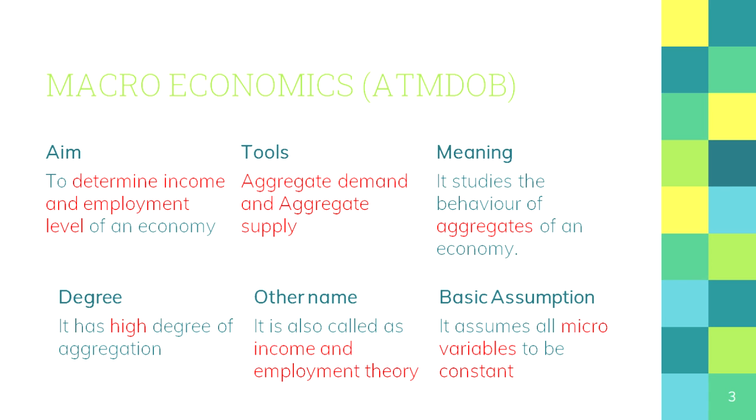Now the last basis, that is basic assumption. If we have to learn macroeconomics, we have to assume all micro variables as constant. So I'm repeating it. If we have to learn macroeconomics, we assume all micro variables to be constant. A micro variable is, for example, if you have to learn about national income, national means total. If you have to learn about total income, we have to assume that the income of an individual is constant, or per capita income is constant.